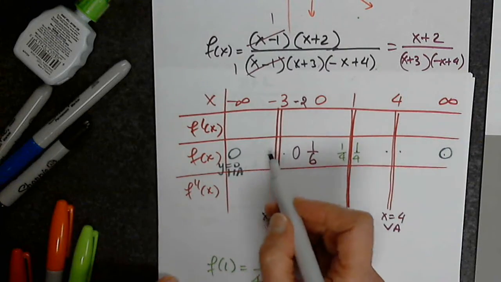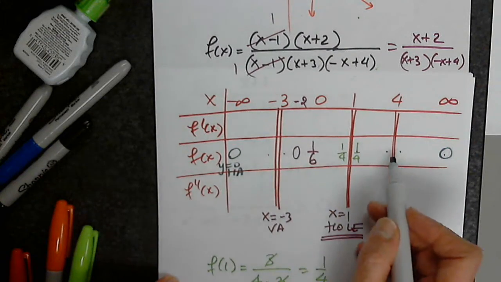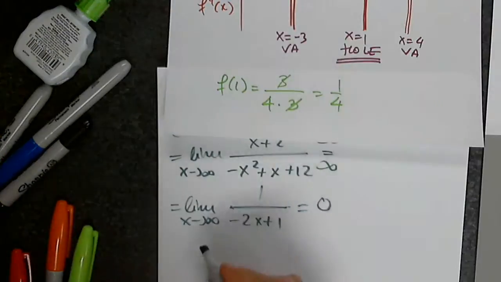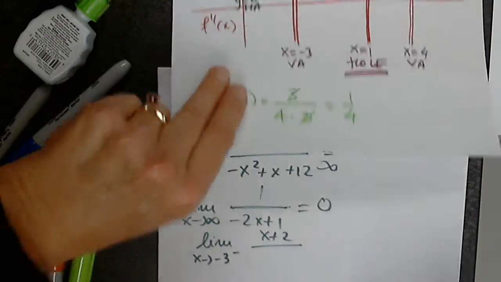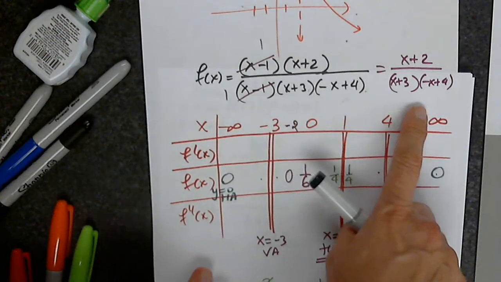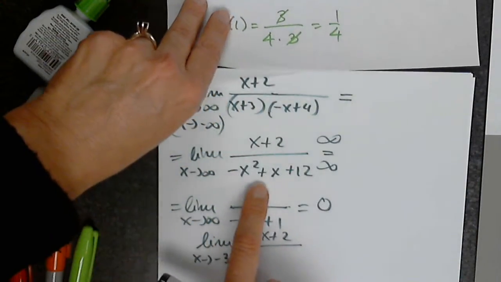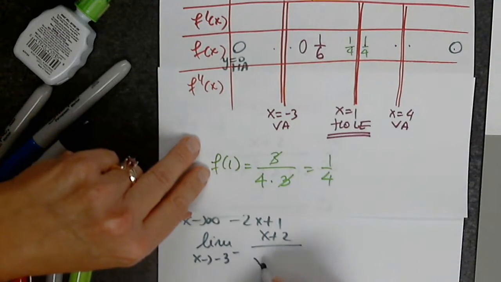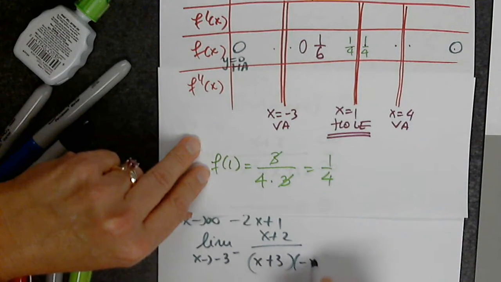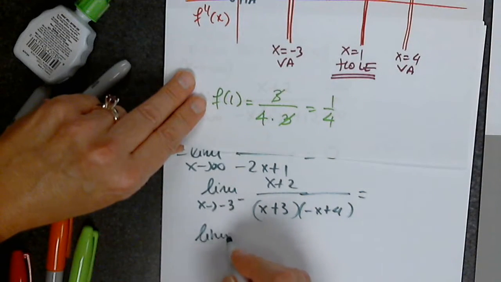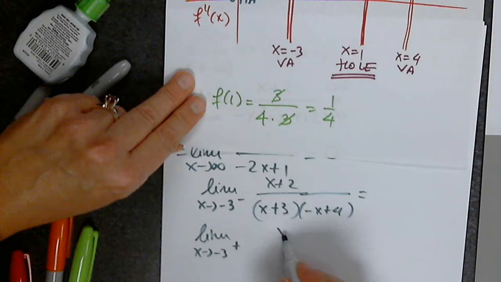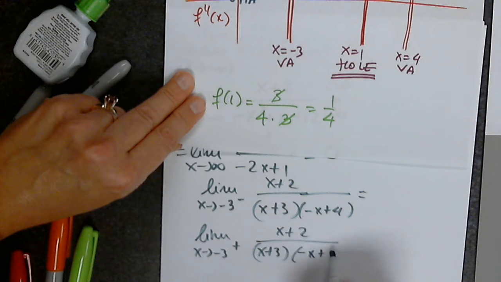Now I need the limits left and right to find the infinities. So limit as x approaches -3 from the left of x plus 2. Now I want this form, not this form. X plus 3, -x plus 4. And then the other limit, as x approaches -3 from the right, x plus 2 over x plus 3, -x plus 4.